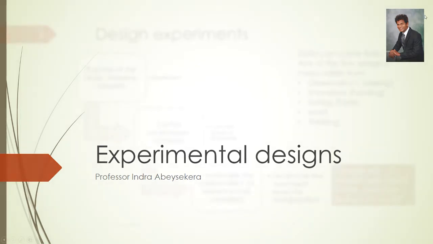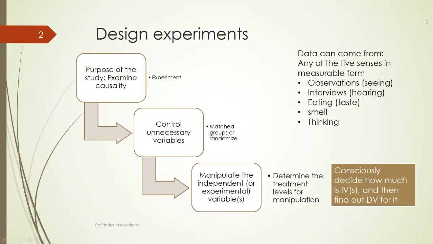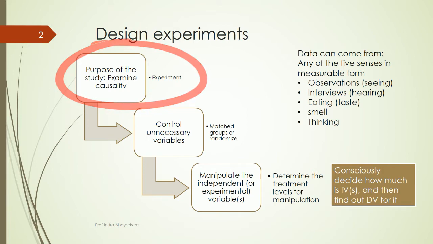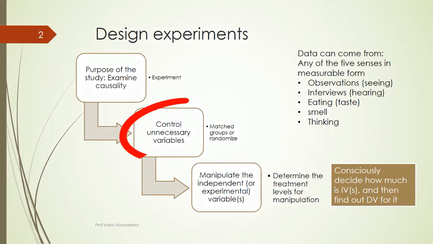So the purpose of conducting experiments is to examine causality. When we want to establish causality, we need to control any unnecessary variables. We do that by matching. If we know the unnecessary variables that are going to interfere with the independent variable and dependent variable relationship. If we don't know uncontrolled variables that are influencing that relationship, then we match, we randomize.